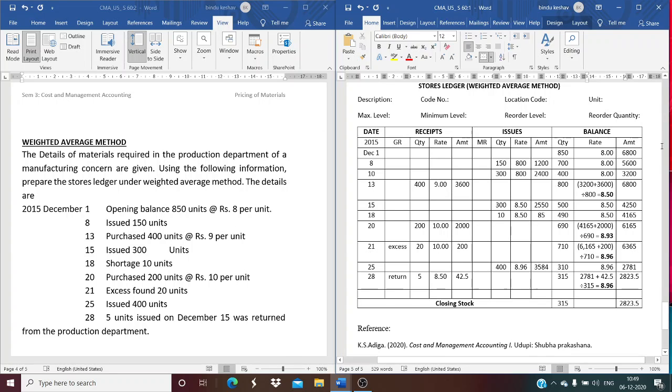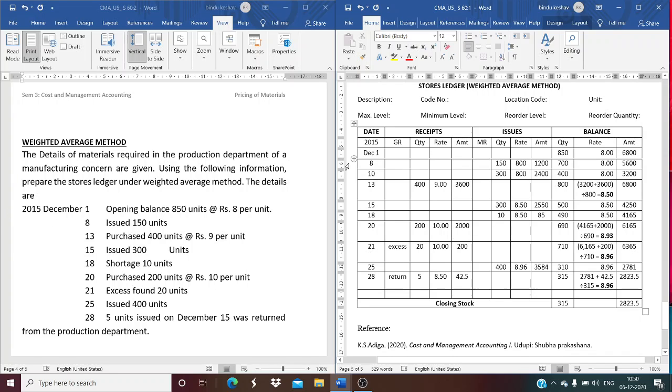So there are adjustments relating to shortage of materials, excess of materials and returns of materials from the production department. Now the store's ledger can be prepared this way. Store's ledger details: description, code number, location code, unit, maximum level, minimum level, reorder level and reorder quantity. The columns: date, receipts, issues and balance. Receipts: goods received note number, quantity, rate and amount. Under the issues column, we have columns for material requisition number, quantity, rate and amount. Under the balance column, there are columns for quantity, rate and amount.